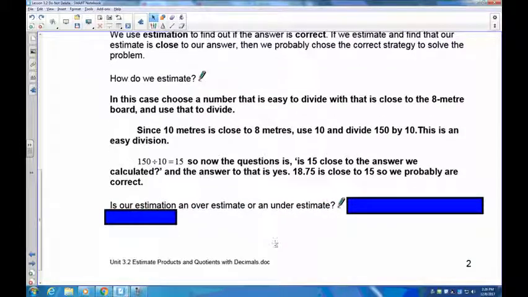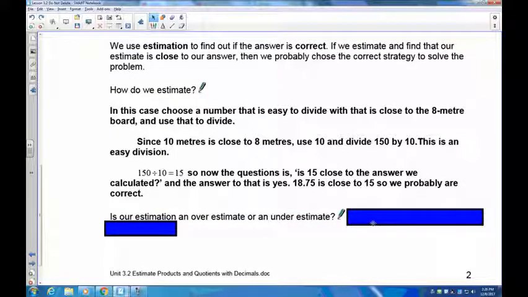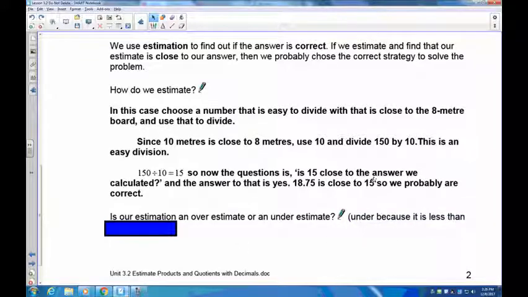Now, is this an overestimate or an underestimate? Well, in this case, it's an underestimate, because I took the 8 and I rounded it up to 10, and that's going to make the division have a smaller quotient, okay? So it's going to be less than the true value.